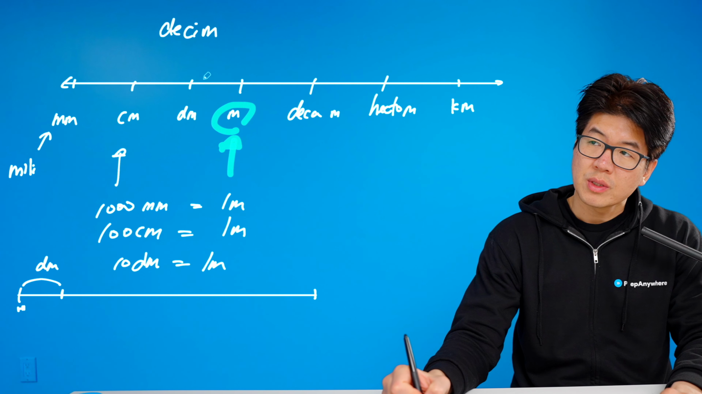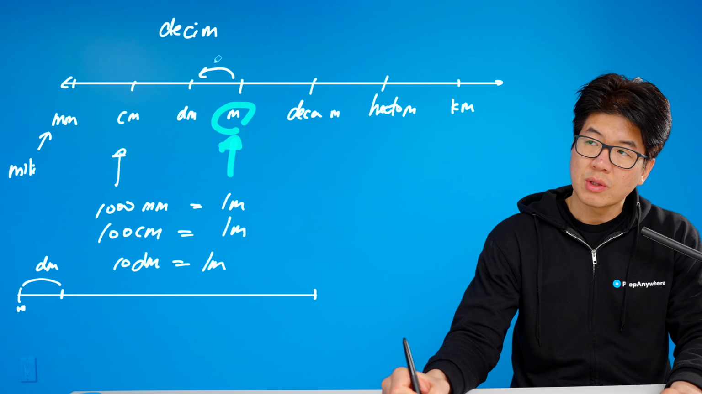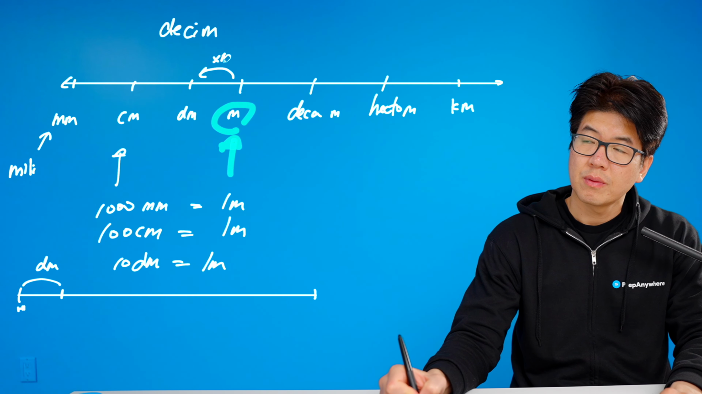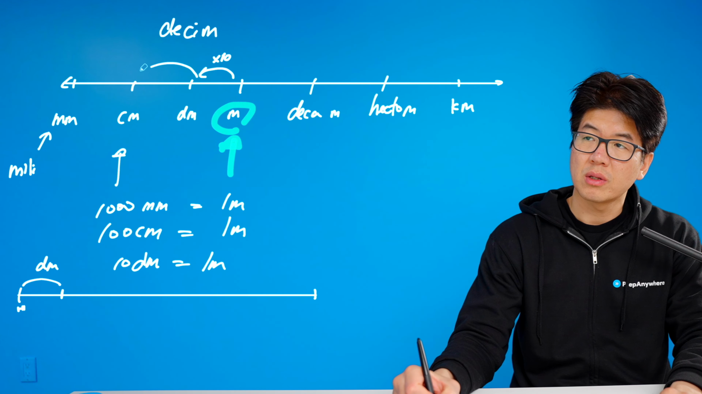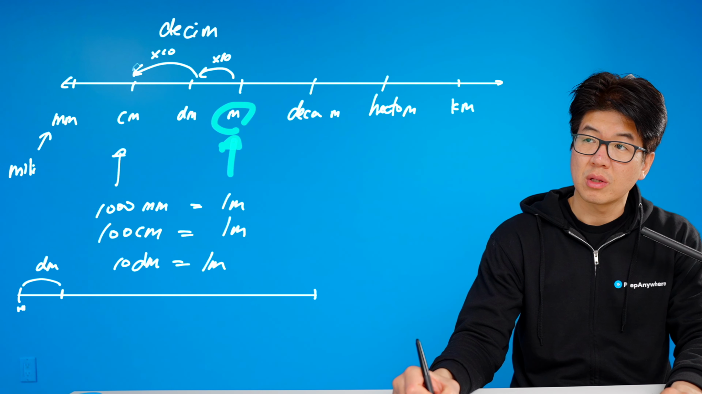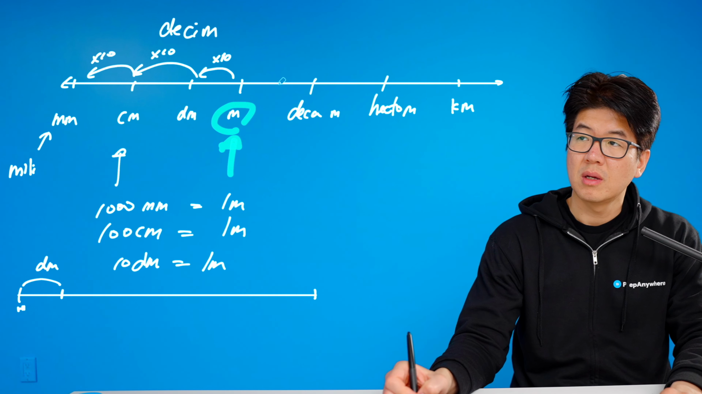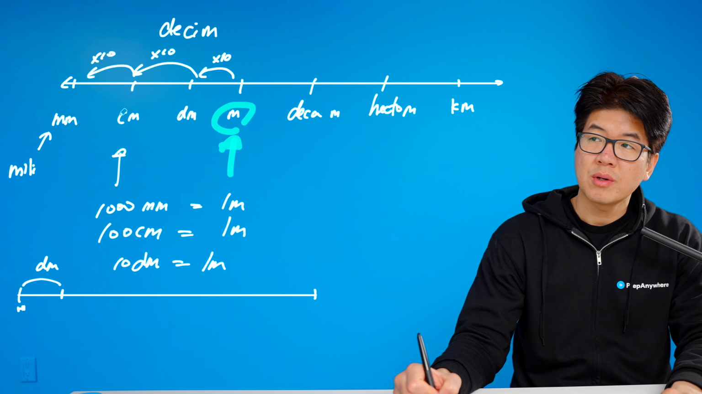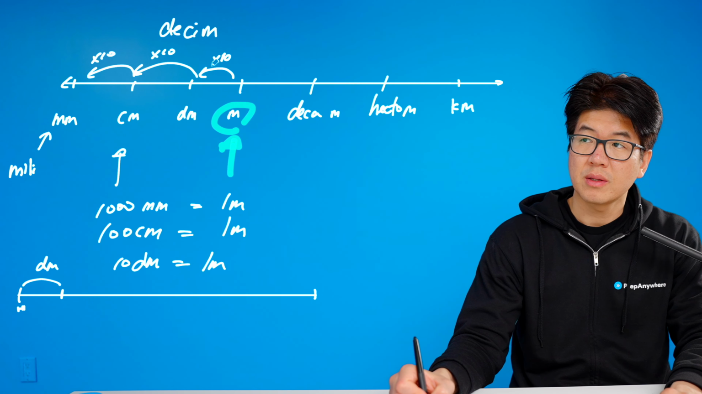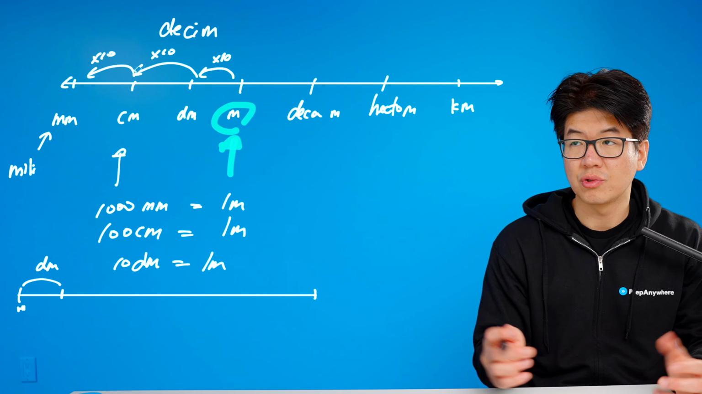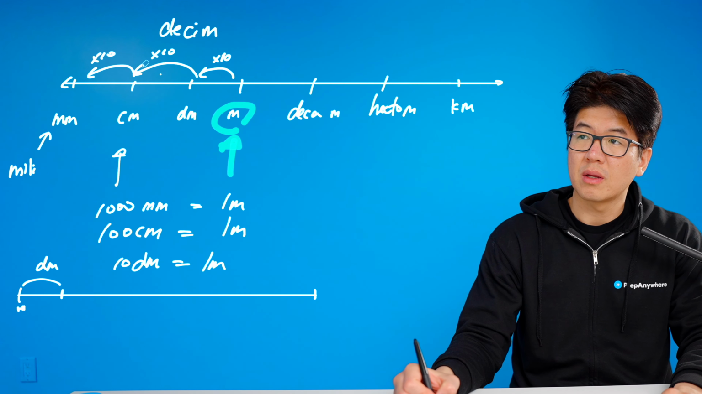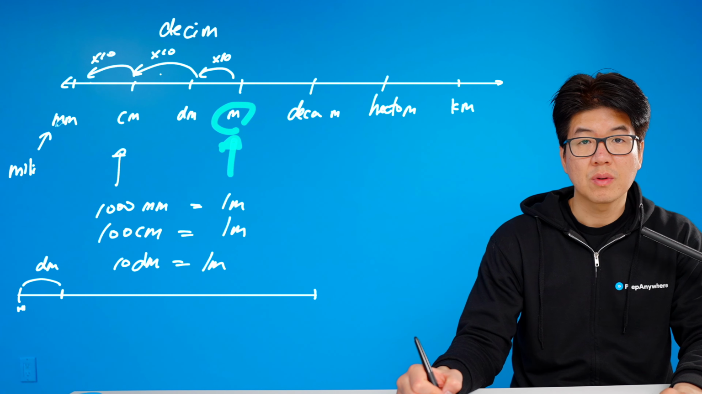So we ordered this way because to get to here, we need to times it by 10. To get to here, another times by 10. To get to here, another times by 10. So to get from meter to centimeter is times by 10 times 10, which is 100. 10, 10, 10 gives you 1,000.